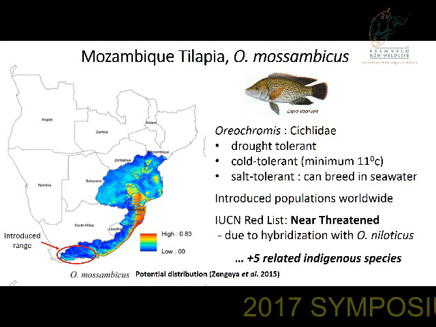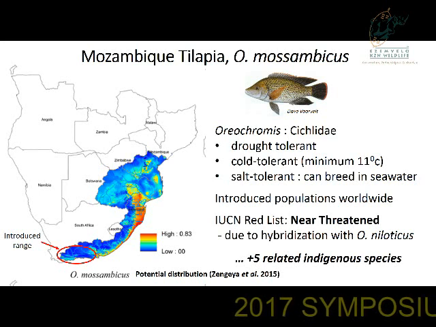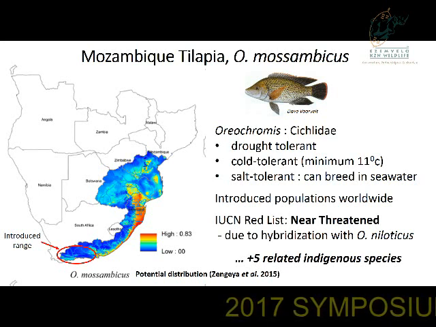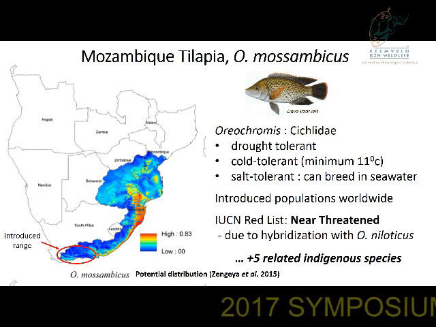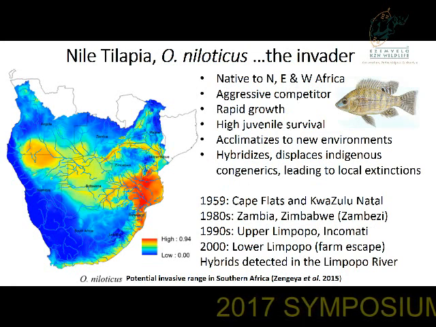I should also mention that there's 5 other indigenous species of Oreochromis in southern Africa, and we're also concerned with them. But those species tend to be closely related to Mozambique tilapia, and they tend to be restricted to particular regions. So I'm going to talk mainly about Mozambique tilapia because it's the widespread species. Okay, and the invader, Nile tilapia.